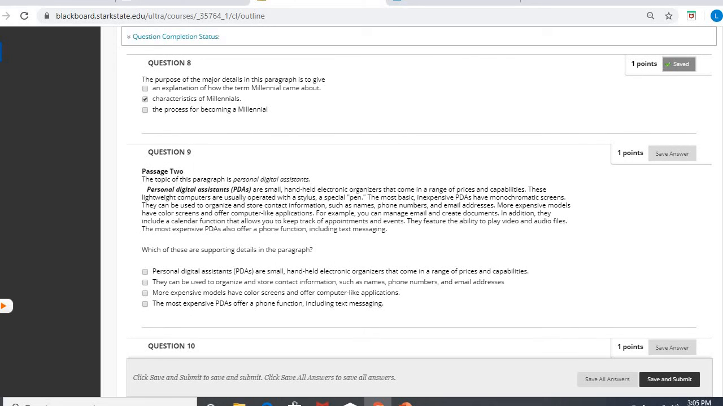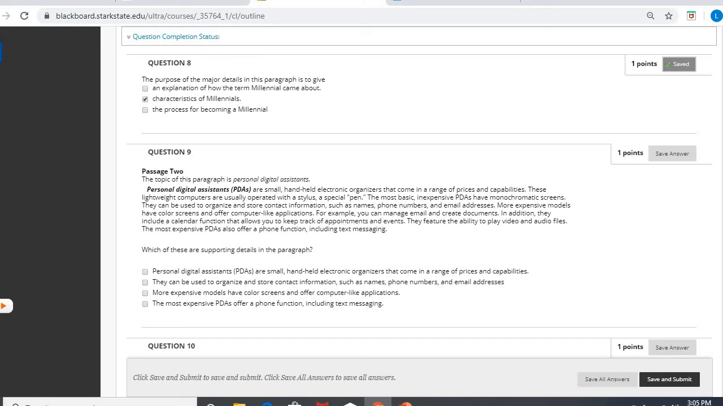Personal digital assistants are small handheld electronic organizers that come in a range of prices and capabilities. These lightweight computers are usually operated with a stylus, a special pen. The most basic and expensive PDAs have monochromatic screens. They can be used to organize and store contact information such as names, phone numbers, and email addresses. More expensive models, so we were talking about basic, now more expensive models, have color screens and offer computer-like applications.